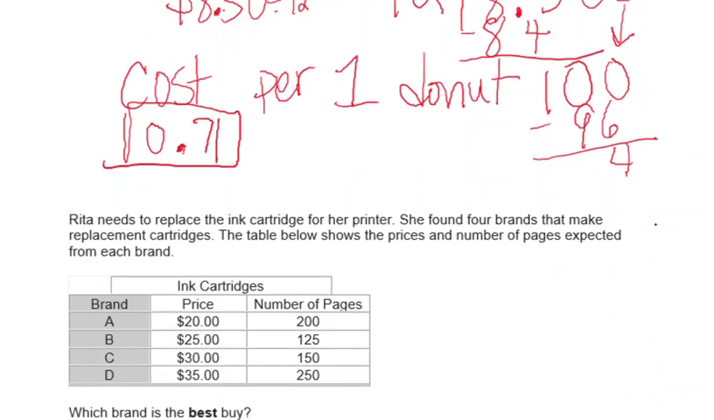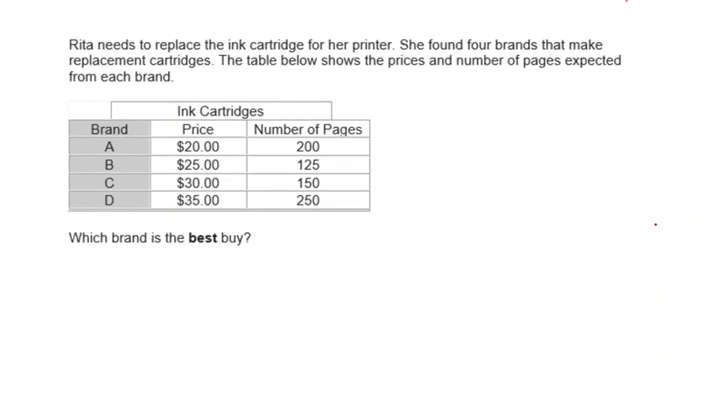Let's do one more example. Here we're given a table that shows the price and the number of pages expected for each brand of ink cartridge. If you want to know which ink cartridge you should buy, it's the one that gets you the most pages for the money you're paying. Because they're all a different number of pages, the most pages is 250, but that's also the highest price. So does increasing the price pay off?